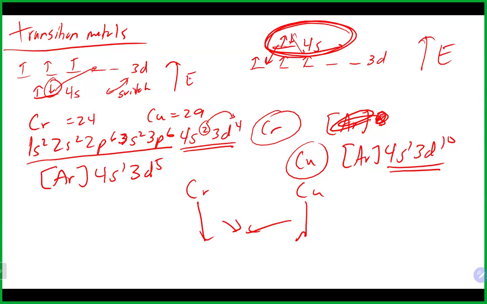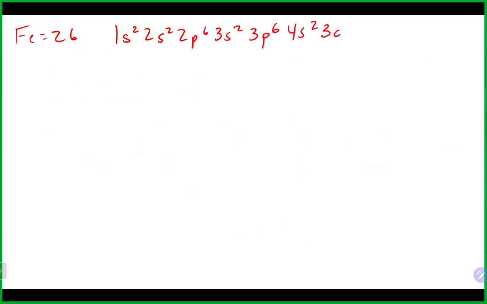But here it's always going to be the S followed by the D if necessary. So if we look at something like iron, which is 26, we would have an electron configuration of 1s2, 2s2, 2p6, 3s2, 3p6, 4s2, and 3d6 here. Once again, this is argon's configuration, so we could argon it and 4s2, 3d6.